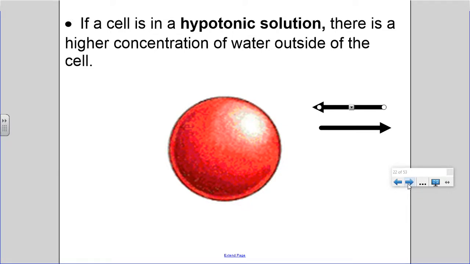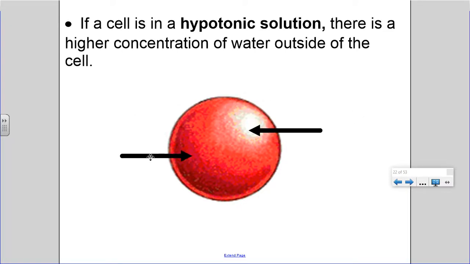Now, what if we have a higher concentration of water on the outside? Wherever there is more H2O, it is hypo. So there's a hypotonic solution. That means that there's more water on the outside, so water is going to move into the cell. If there is more water on the outside, the solution is hypotonic. And guess what? The solution on the inside is hypertonic. That means more water on the outside, less water on the inside.